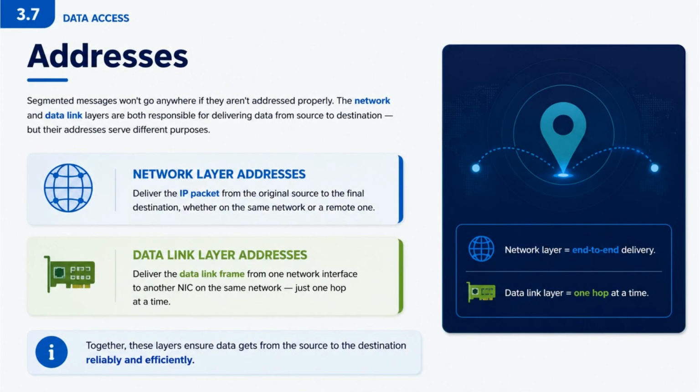Network layer and data link layer addresses both help deliver data but serve very different jobs. Network layer IP addresses handle end-to-end delivery across the whole path, while data link layer MAC addresses only handle one hop at a time. This distinction is the whole point of the rest of Section 3.7.